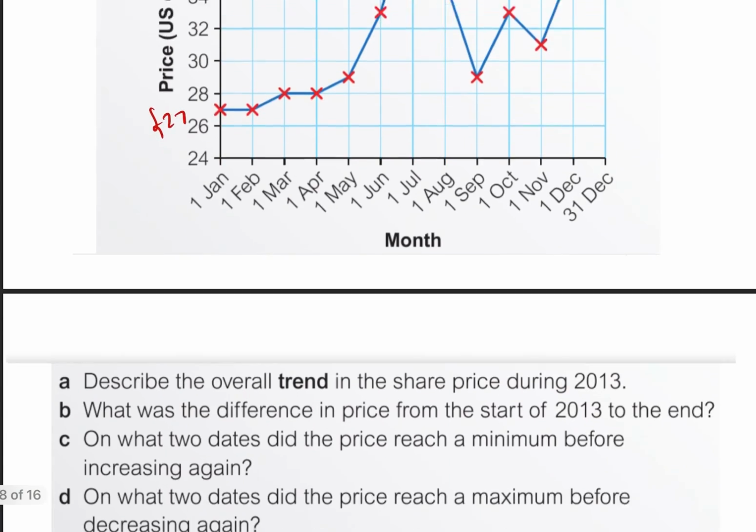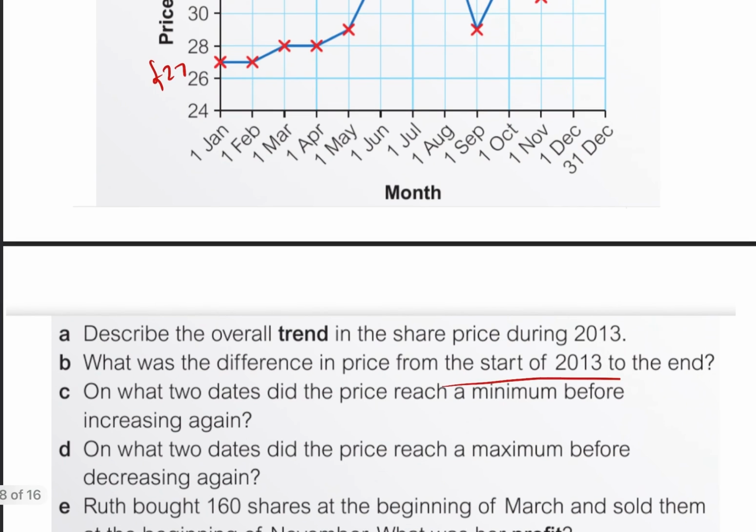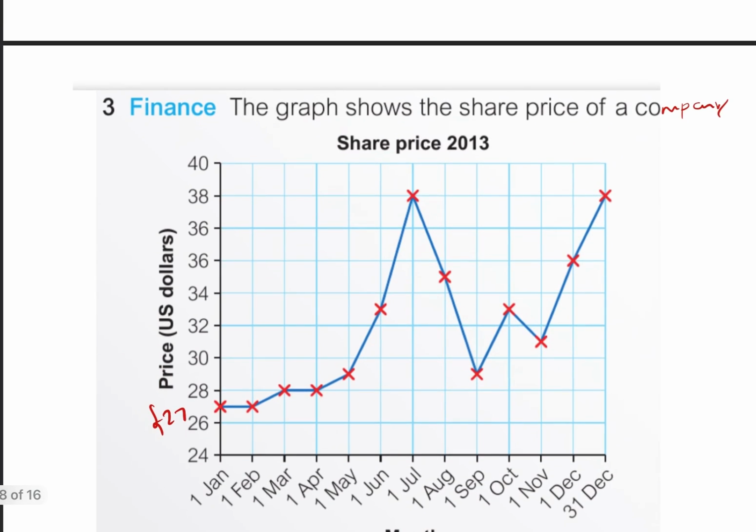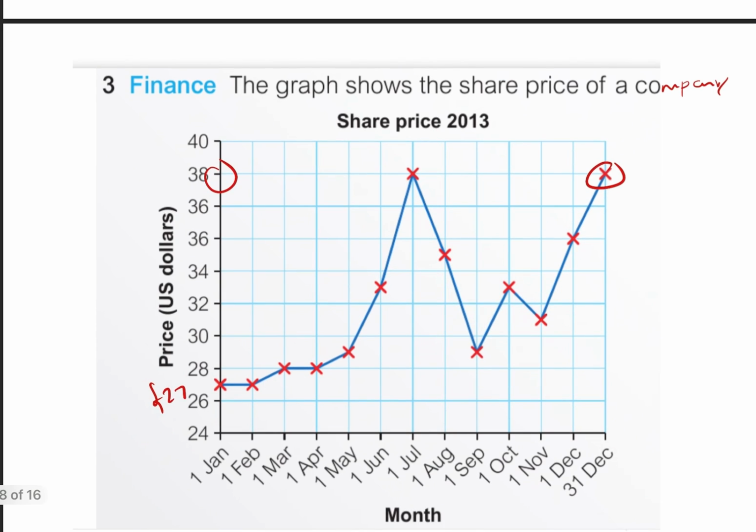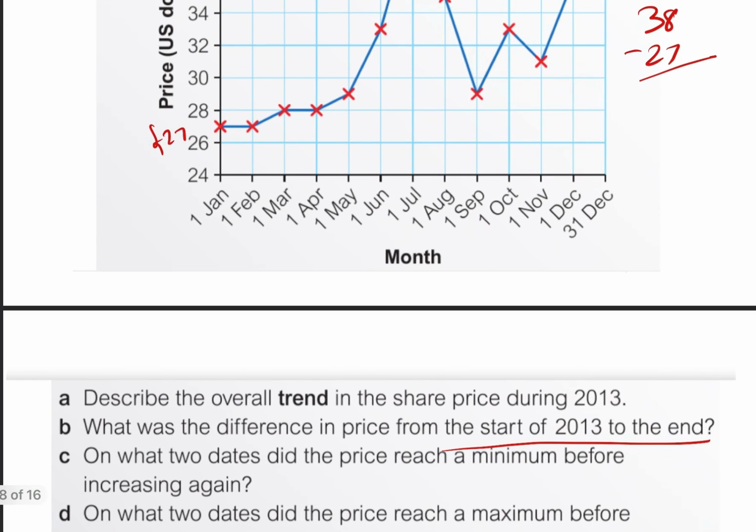And what's the price at the end? Well, the price at the end is here, 38. What's the difference? So 38 minus 27, and the difference in price is £11.